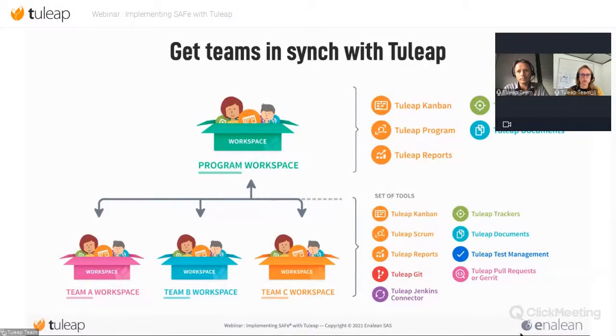And then for the team level, you have, of course, agile tools in addition to the software development chain with Git, Jenkins, and so on. So now, Sebastian will show you the articulation between all these workspaces, simulating a classical workflow with a feature.